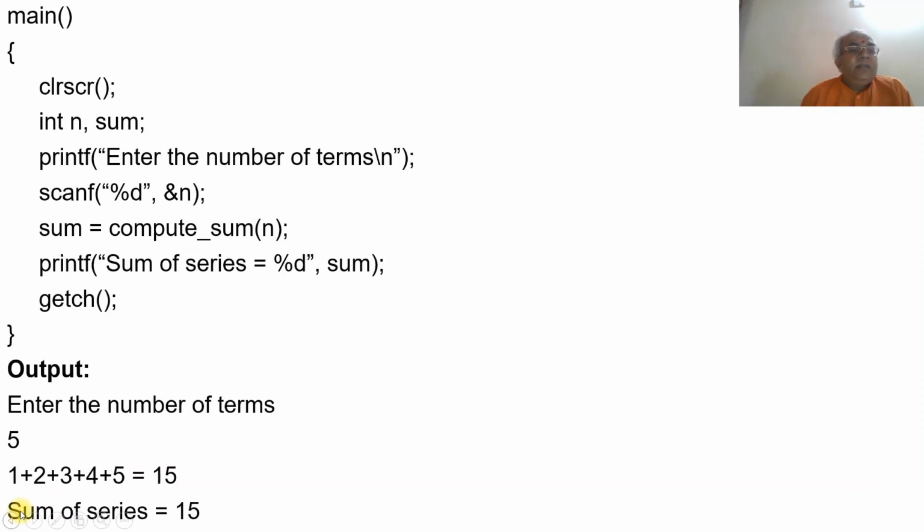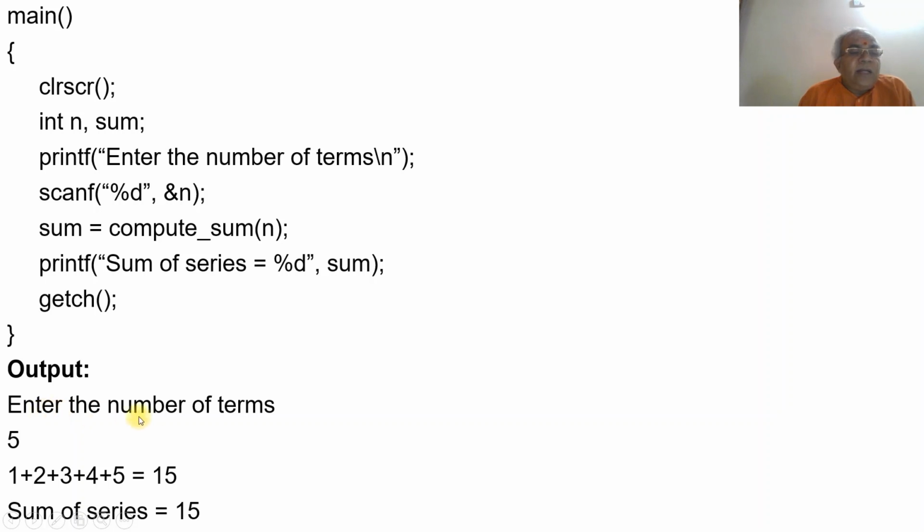Then we are going to write the main program. Here clrscr, int n, sum as integer variables. Enter the number of terms. Then scanf to read those terms. Then call this subprogram. Then printf the sum of series is equal to the result, and the getch function.